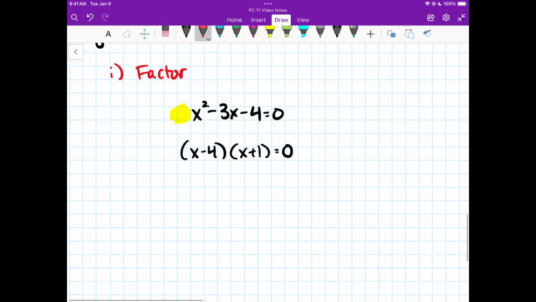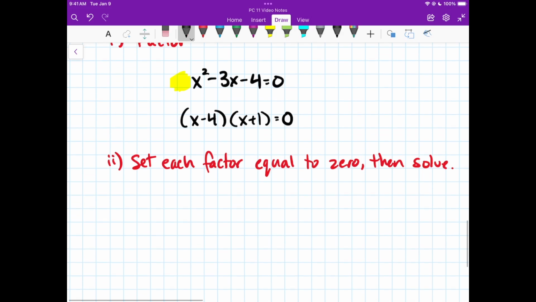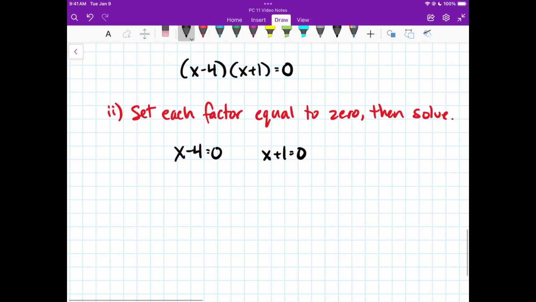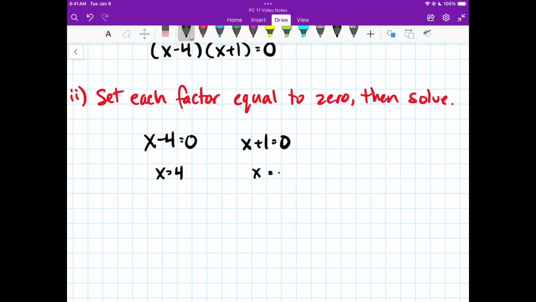So your second step here, once you have factored, is to do what we did, and you set each factor, so x - 4 or x + 1, equal to 0, and then you solve. So we've got x - 4 = 0, and x + 1 = 0, which leaves me with x = 4, or x = -1.